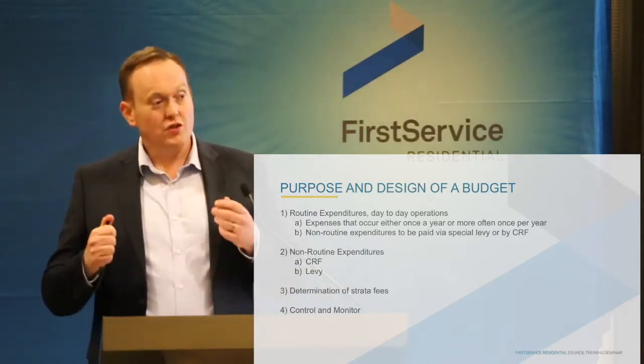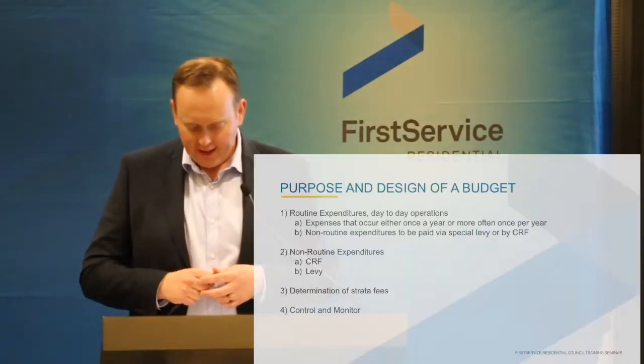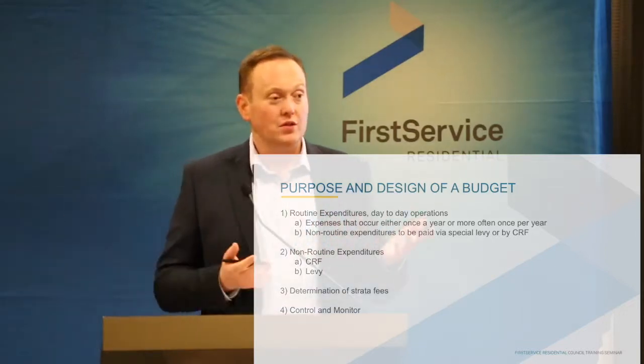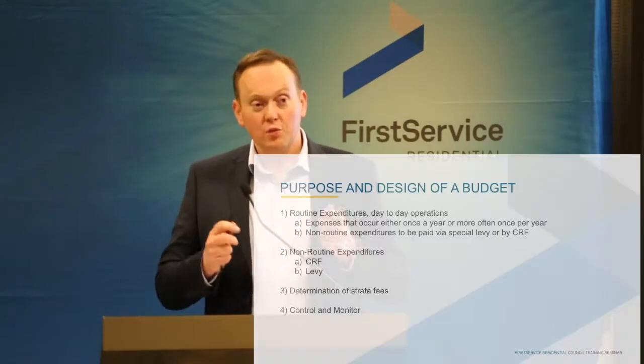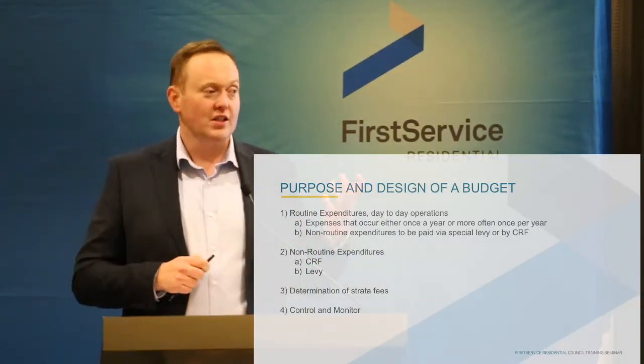Non-routine expenditures, so that would be that carpet replacement, that roof replacement, or if you're going to tear down a fence and put up a new fence. Anything large like that should come from the CRF or a levy. And then the purpose of the budget is to determine the strata fees. So we have to know what to charge each homeowner and what the homeowner will contribute. And then the real purpose of the budget is that you can control and monitor your spending as you go forward. And Dylan's going to touch on what that looks like and what the controls are that are in place.